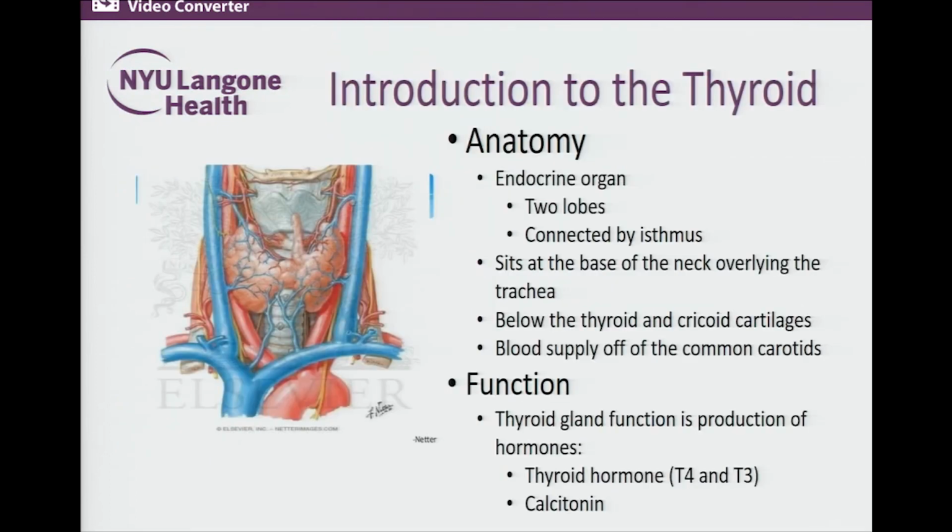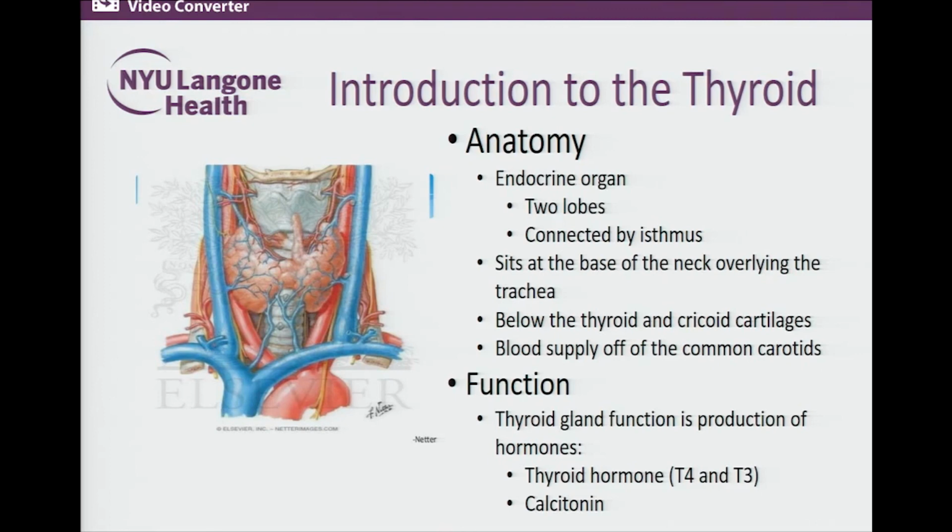All right. So the thyroid gland is an endocrine gland. It sits at the base of the neck. It's composed of two lobes connected by an isthmus. The isthmus is a Latin word that means a small strip of land connecting two larger pieces, and you can see that here. The blood supply for the thyroid comes off of the common carotids.